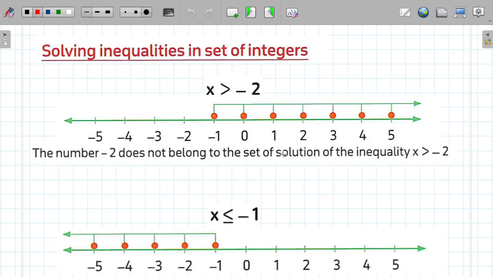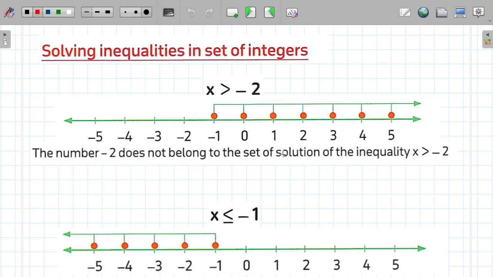Okay, next I want to solve the inequalities in the set of integers. And we learned about the integers that we have positive numbers and negative numbers, but I don't have decimals and I don't have fractions.